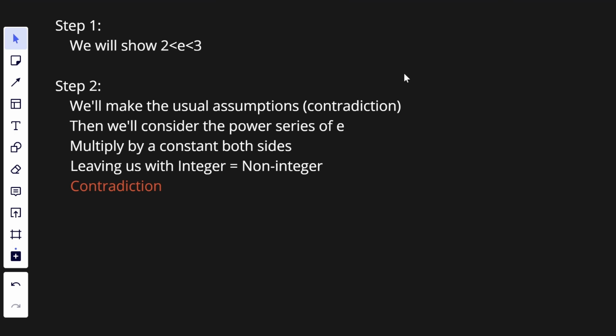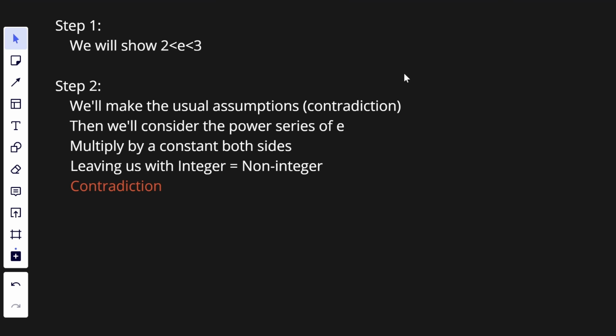Because then in step 2, we're going to make our usual assumptions, i.e. that e equals p over q, where p and q are integers, and they have a greatest common divisor of 1. Then, using step 1, we know that q cannot possibly be equal to 1. So that's the whole point of step 1.